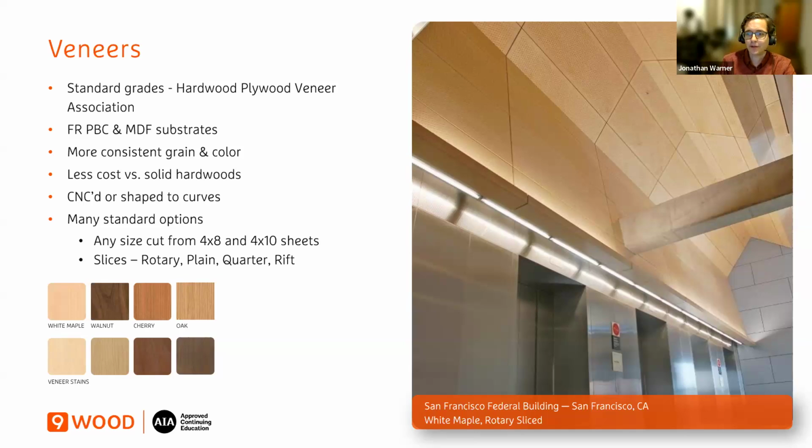And typically they come in slices: rotary, plane, quarter, and rift. There's four there that are common. They can be stained to match any color. So if staining is what you need, reach out to your manufacturer. Say, hey, if I send you a control, can I get a custom color match? And they should be able to provide that.